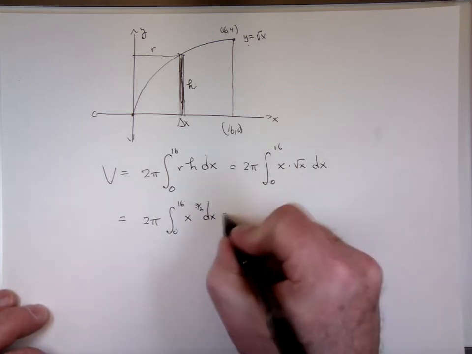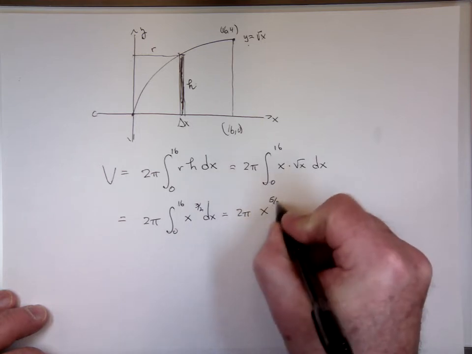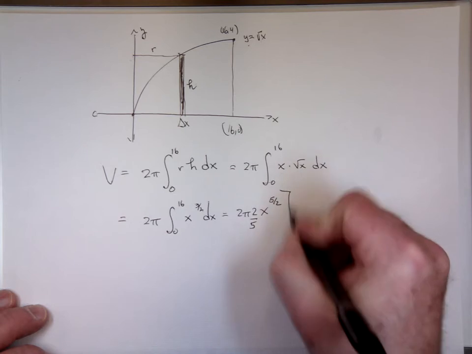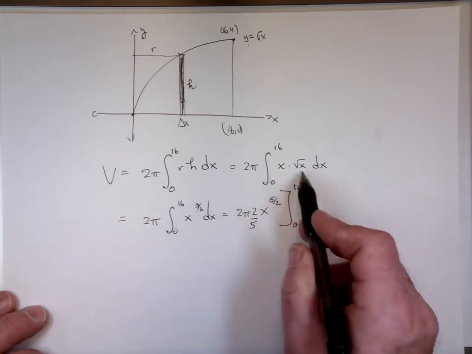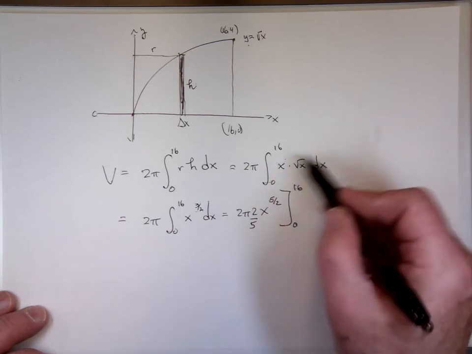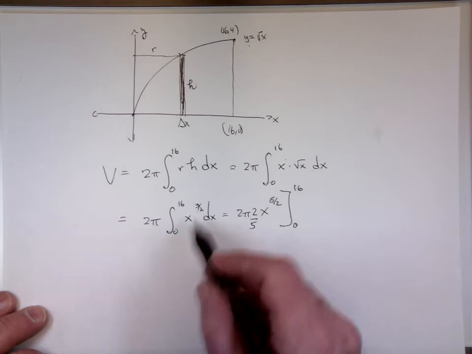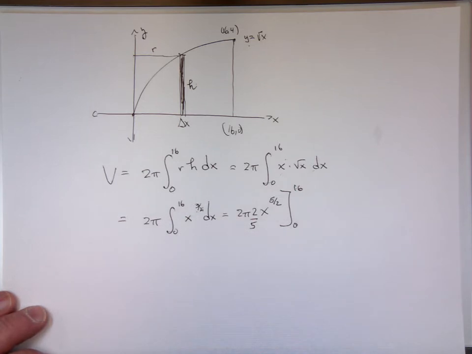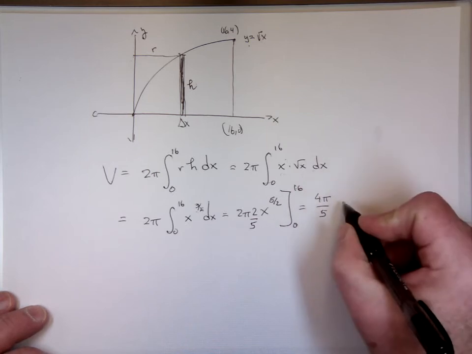Let's integrate it. So we get 2 pi, x to the 5 halves times 2 fifths from 0 to 16. See that again? 3 halves. This is 3 halves when you multiply these two guys. You add their exponents. You've got a 1 and a 1/2, it's 1 and a half when you add them, or 3 halves. Then you integrate it by adding 1 and dividing by the new exponent. So I'm going to get 4 pi over 5. Now I'm going to put a 16 in there.